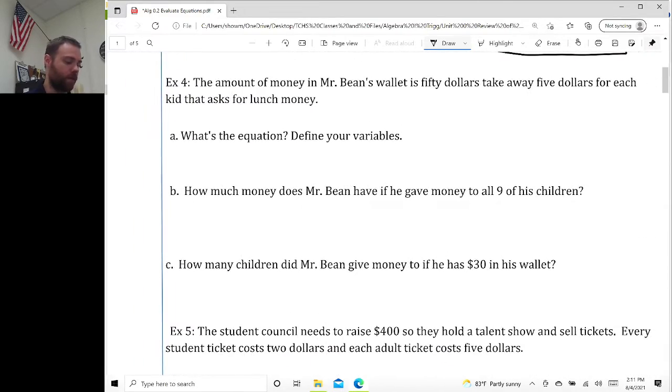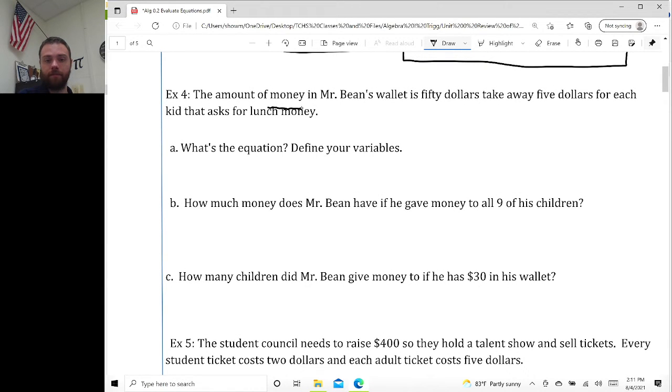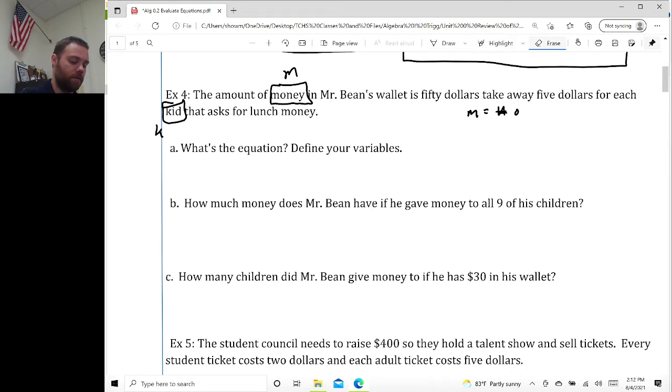So then I've got some nice little word problems down here. And it says the amount of money. So I'm going to kind of circle that one. The amount of money in Mr. Bean's wallet is $50. Take away $5 for each kid that asks for lunch money. Okay? So I'm going to define my variables. The first thing I don't know is the amount of money, but I can let a variable represent the amount of money. And then it says, is $50 take away $5 for each kid? So the second variable I have here is kid, the number of kids. So M equals the amount of money in the wallet, and then K equals the number of kids.